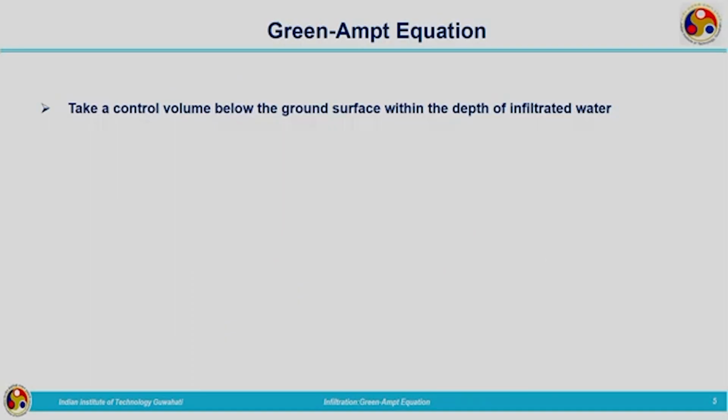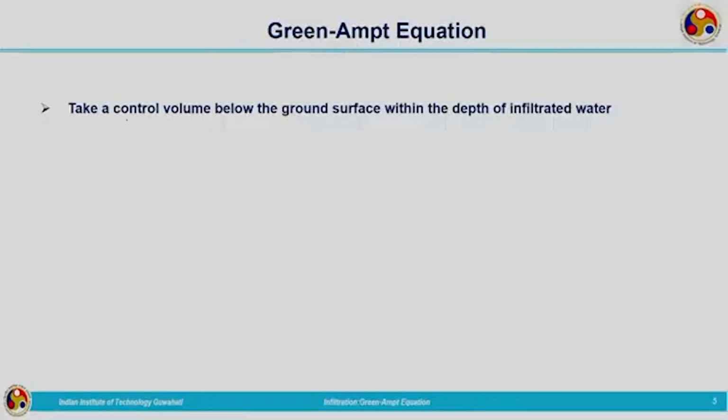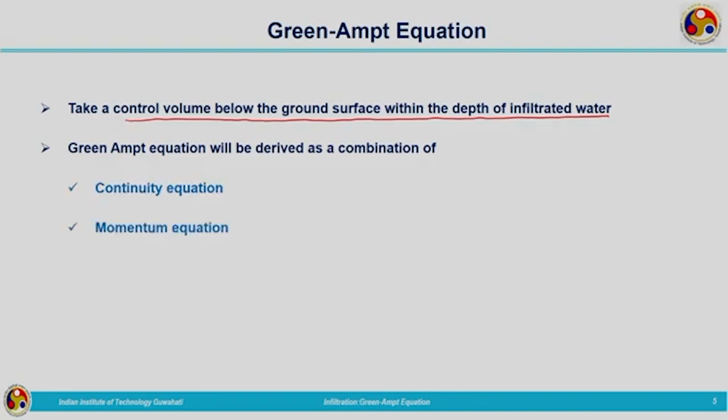Now, we are going to derive the fundamental equations, that is the mass conservation equation and the momentum conservation equation, based on the control volume approach. For that we need to consider a control volume. Take a control volume below the ground surface, within the depth of infiltration water. Water is getting infiltrated into the ground. We have already seen how the soil moisture profile is approximated for the derivation of the Green-Ampt equation. So, within that depth of infiltrated water we are considering the control volume. The Green-Ampt equation will be derived as a combination of the continuity equation and the momentum equation.